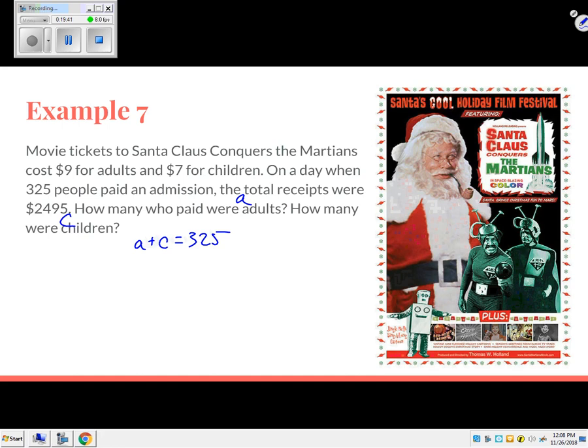I don't know. I asked this earlier, and I was given the other equation first. They told me that for every adult that came in, they had to pay $9, but for every child that came in, they had to pay $7. And whenever they did that, the total receipts that day were $2,495. So here's my two equations. I'm going to let you go ahead and solve this, and then I'll have the answers up on the slide. So then hit pause.